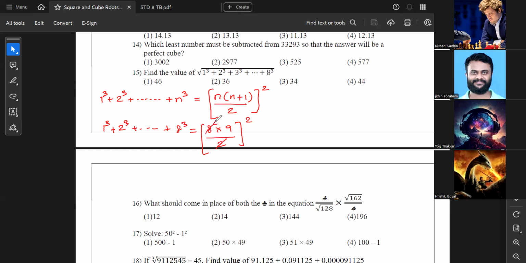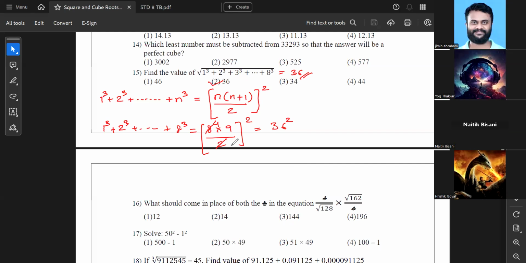When you cancel this, you'll have 4 into 9, which is 36 square over here. You don't have to do the square because your query is basically the square root, right? So when you take the square root of 36 square, you'll get the answer to be 36 itself. And that's your answer. Yes, Rishan, tell me what's your query.